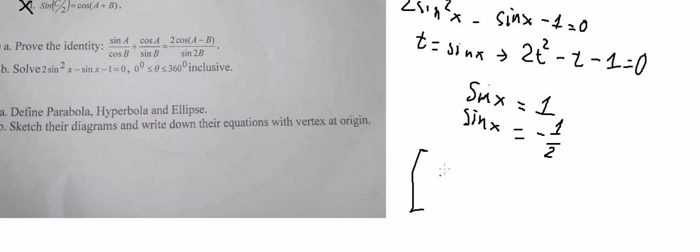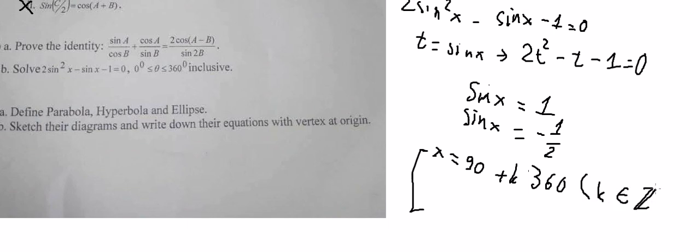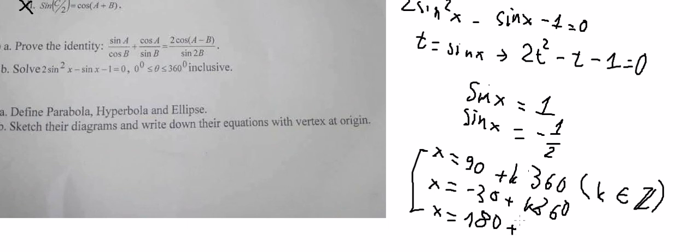So we have x equal to 90 degrees plus k multiplied with 360, and k should belong to integers. The second one, negative 1 over 2. That's x equal to negative 30 plus k multiplied with 360. And the last one, that's 180 minus negative 30, you got positive 30.